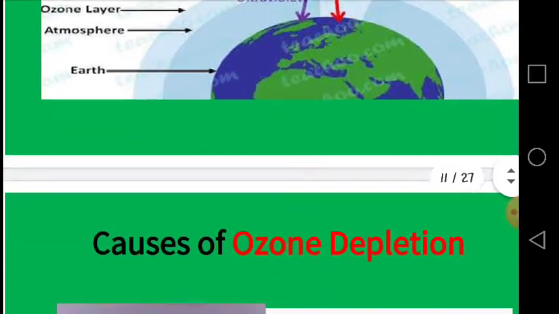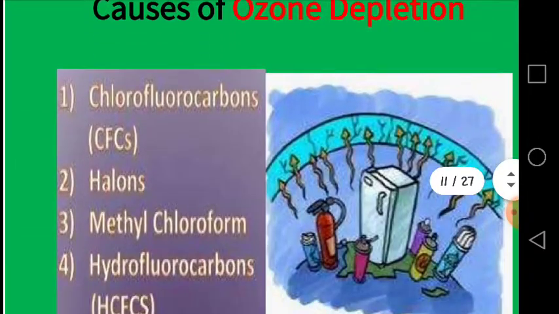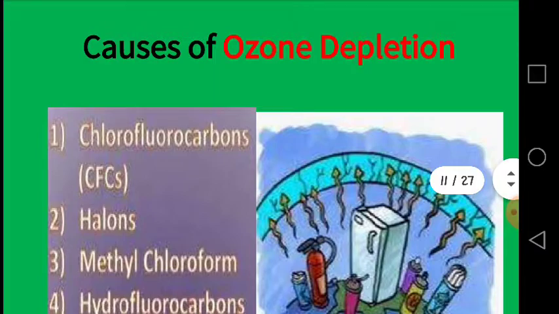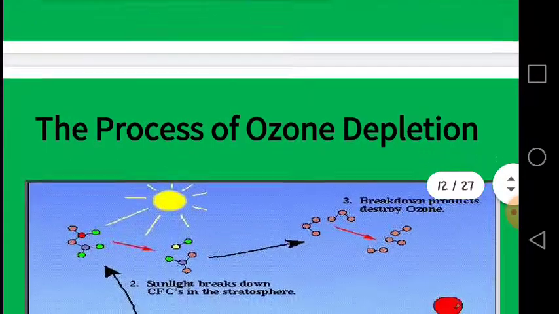How is it depleted? The causes of ozone depletion are the gases which we use commonly in our homes and in daily life, and these gases contain chlorine as a major substituent. For example, chlorofluorocarbons, halogens are the alkanes which have halogens attached to them, and specifically chlorine, methyl chloroform and hydrochlorofluorocarbons. So these are the gases which are the causes of ozone depletion. How is it done? The process of ozone depletion.